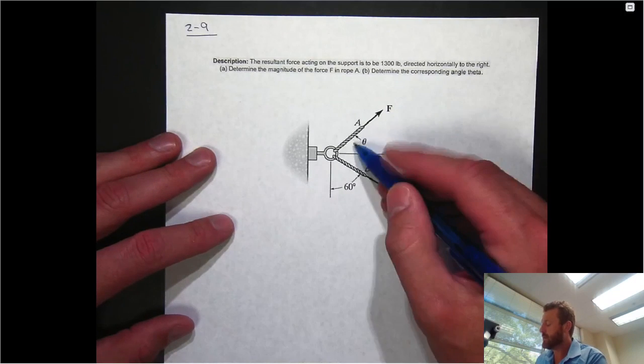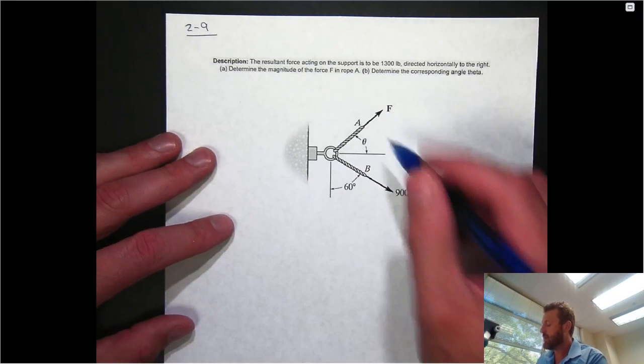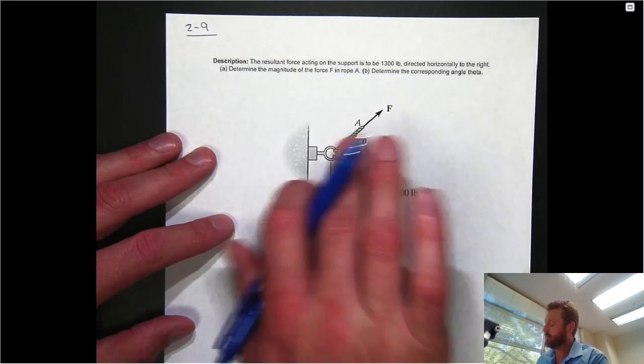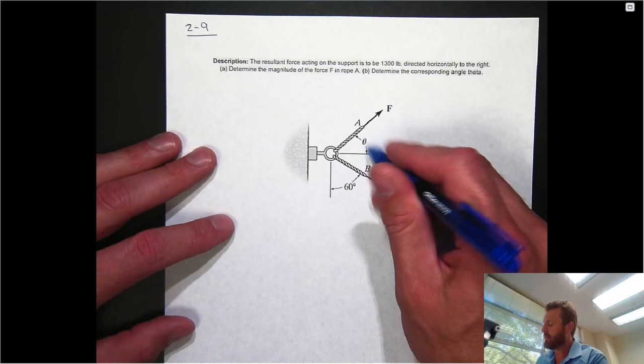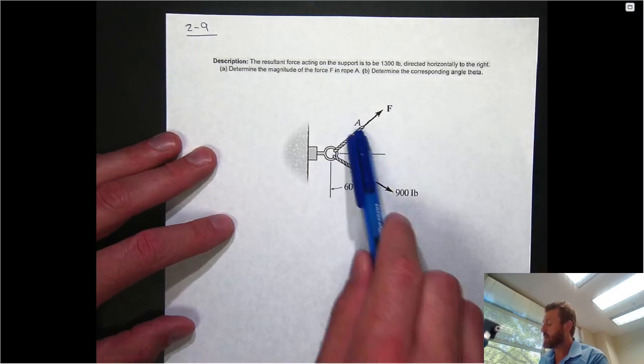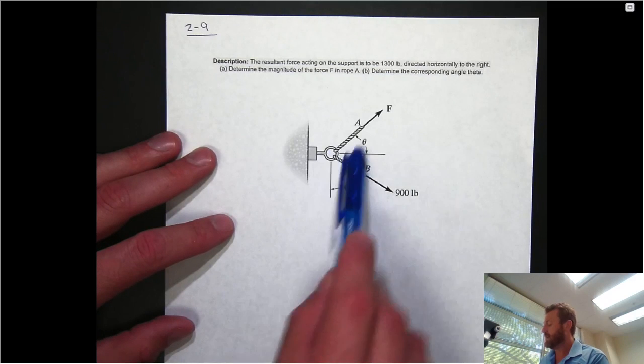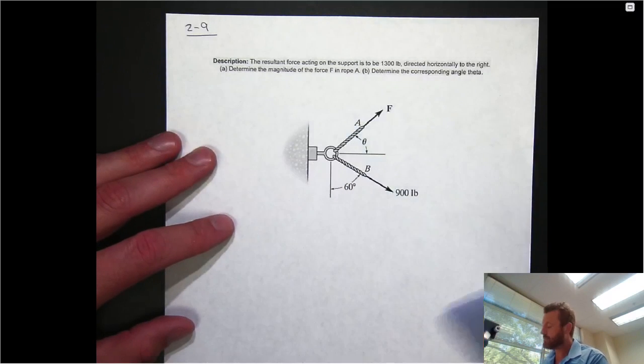We see that two forces act upon this support, one corresponding to the pull of the rope kind of in the upwards and right direction, defined by this angle theta, and another corresponding to the pull of the rope, which we have denoted by this point B, in kind of the right and downward direction.